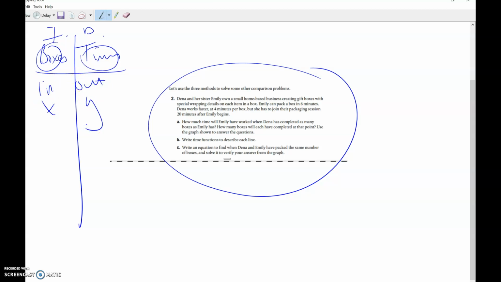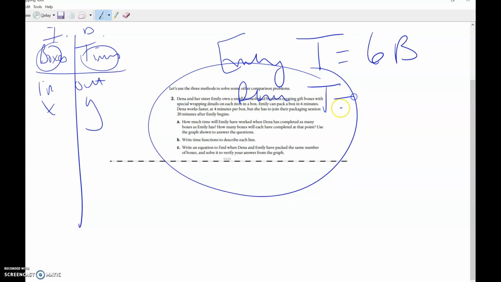So let's write our 2 equations here. So time is the output, and so the one gal, Dina, Emily can pack a box in 6 minutes. All right, so Emily can do it 6 minutes per box. 0 boxes, 0 time, 1 box, 6 minutes. Her sister, Dina, is a little faster, but she comes late. So she can do 4 minutes per box, but she shows up 20 minutes late. So obviously the one gal's making boxes while the other one's not even there.